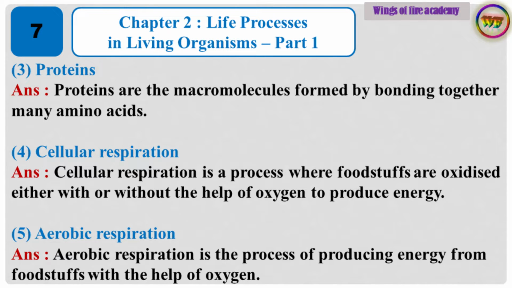Sub-question 3. Proteins. Answer. Proteins are the macromolecules formed by bonding together many amino acids. Sub-question 4. Cellular respiration. Answer. Cellular respiration is a process where foodstuffs are oxidized either with or without the help of oxygen to produce energy. Sub-question 5. Aerobic respiration. Answer. Aerobic respiration is the process of producing energy from foodstuffs with the help of oxygen.